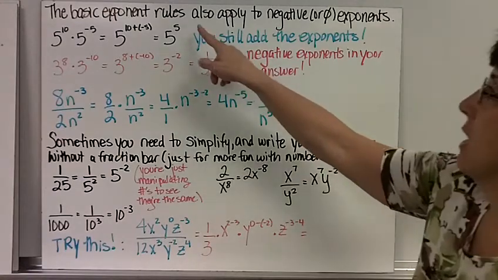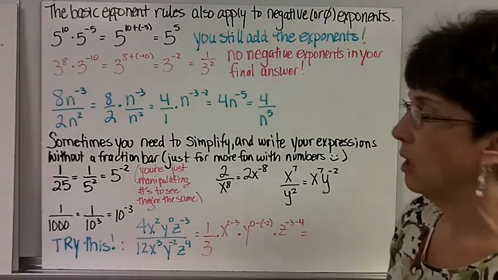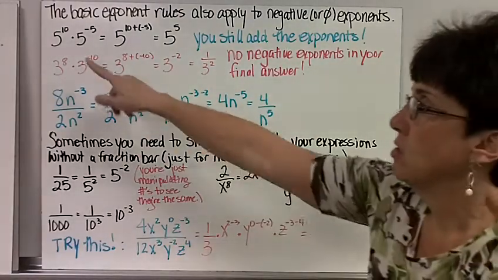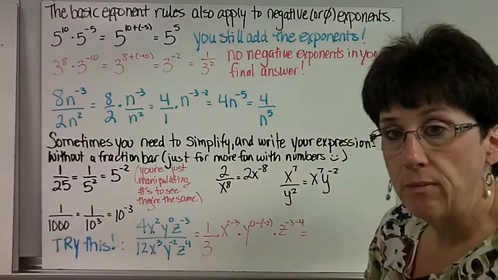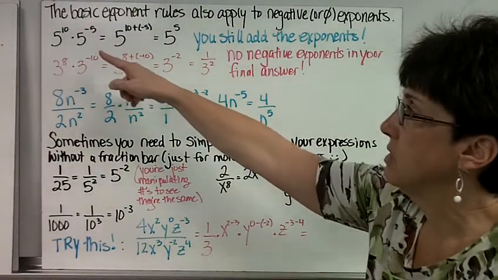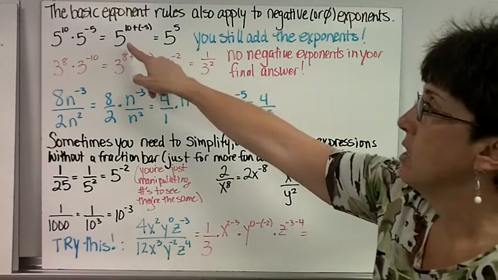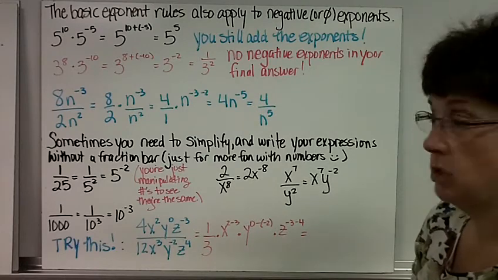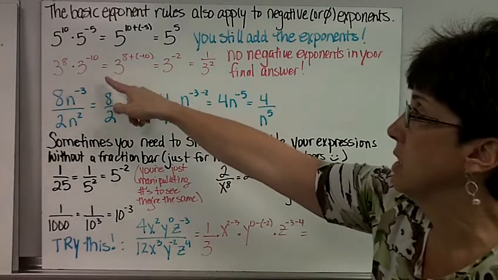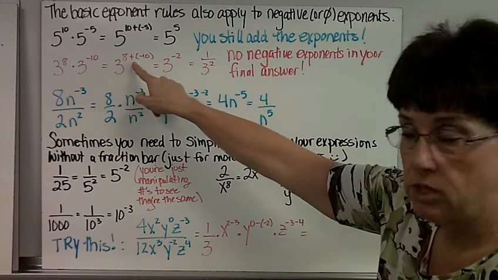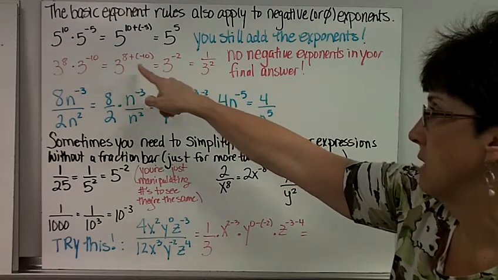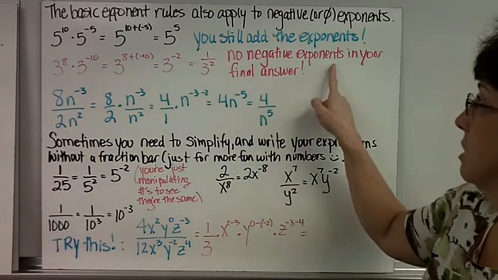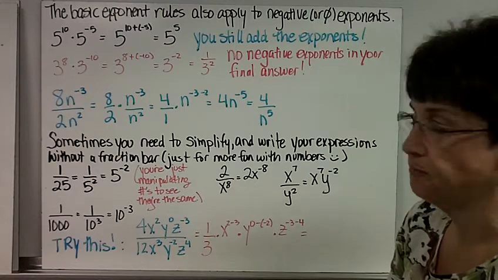So the basic exponent rules that we did on the last exponent video also apply to negative or zero exponents. So remember, when you're multiplying with exponents, if they have the same base, you just add the exponents. So 5 to the 10th times 5 to the negative 5 equals 5 to the 10 plus negative 5, which is 5 to the 5th. You still add the exponents. 3 to the 8th times 3 to the negative 10th. I'm showing you the work that you could be doing in your head, but 8 plus negative 10 is negative 2, but we don't leave it like that. We rewrite it 1 over 3 squared because we don't want negative exponents in our final answer.